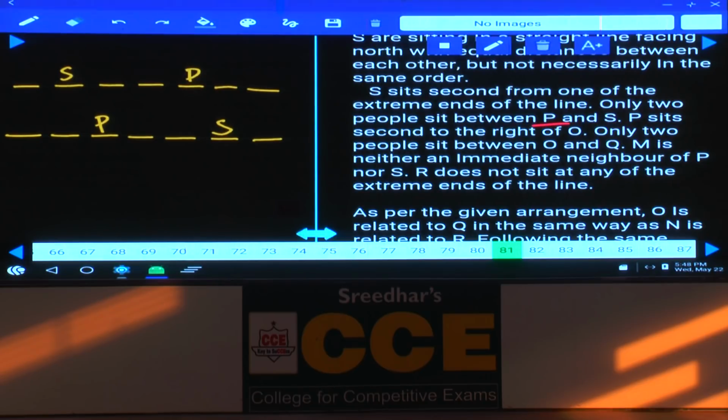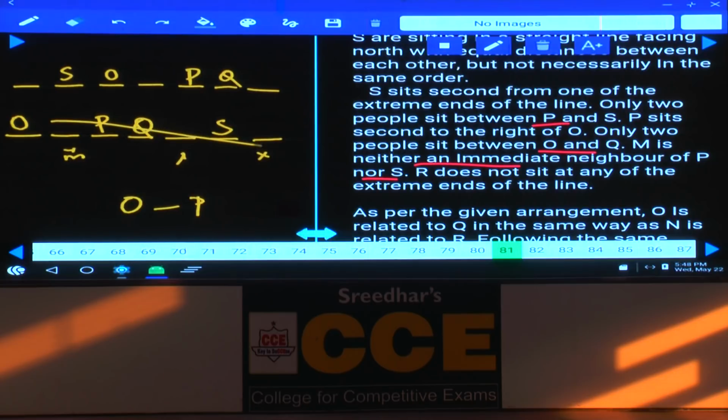Next one, P sits second to the right of O. Only 2 people between O and Q. In the first case, Q is to the immediate right of P, and in the second case also, Q is to the immediate right of P. M is neither an immediate neighbor of P nor S. M cannot be here, and M cannot be here, and M cannot be here. There is no place left for this M.